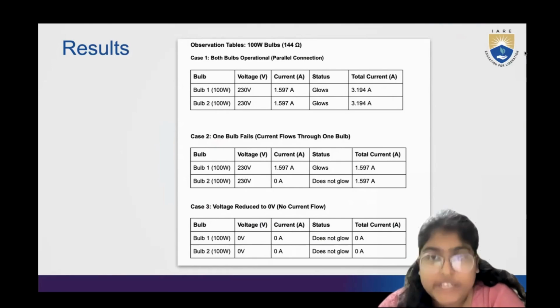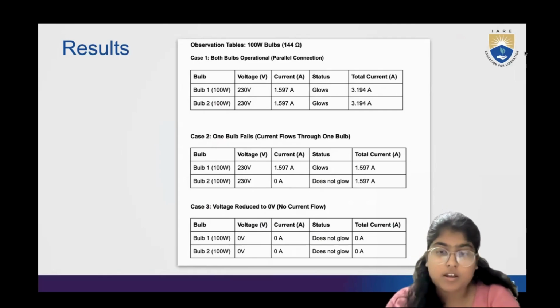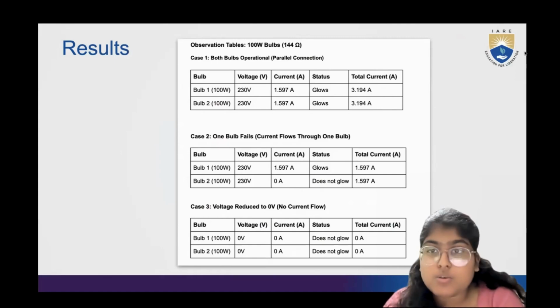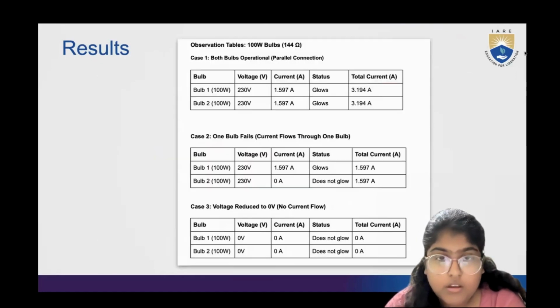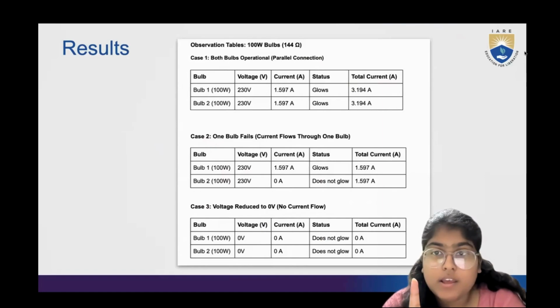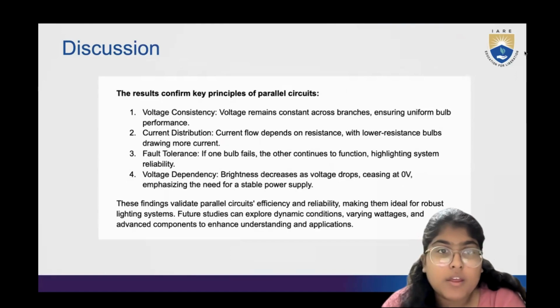Lastly, voltage failure. Because of no voltage, if you calculate using Ohm's law, I is equal to V by R. Current is 0, so total current is 0, and the bulb does not even glow. Similar results can also be seen for the 250-watt bulb. It has been mentioned in the paper, it's not in the PPT though.